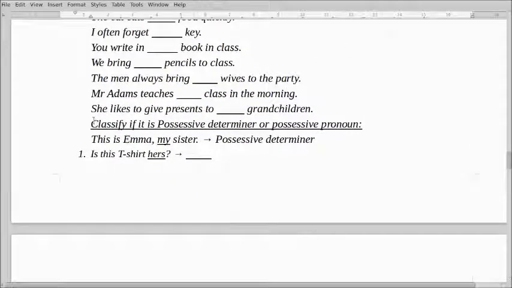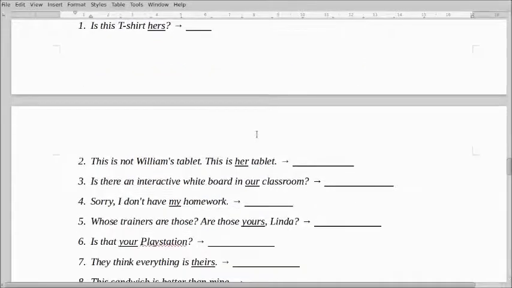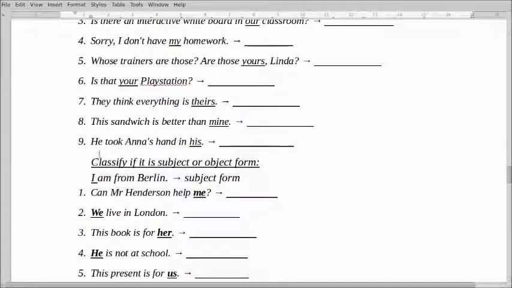Here you have to classify if it's possessive determiner or possessive pronoun. Aqui é para vocês classificarem se é um pronome possessivo ou um pronome adjetivo. Tá? Aqui determiner é a mesma coisa que adjective, mesma coisa que adjetivo. Here, classify if it's subject or object form. Aqui é para classificar se é o sujeito ou o objeto. For example, I am from Berlin. Eu sou de Berlim. Então é o sujeito. Eu. Então é o subject form.